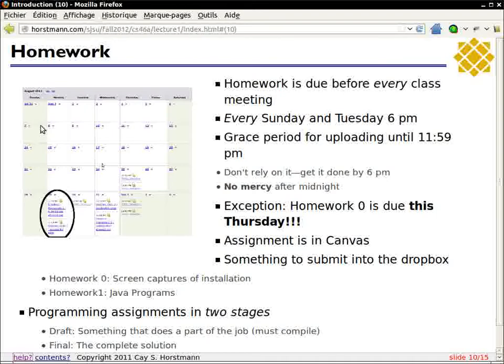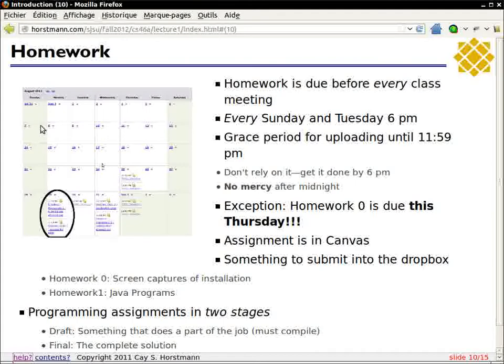Homework is due at 6 p.m., and I really mean it is due at 6 p.m. After 6 p.m., I will stop answering questions about the homework on Piazza. So I will not say anything. The only thing is people say, I've tried to submit it and the Dropbox is down. Then I might react. The Dropbox is actually open until 11:59 p.m.